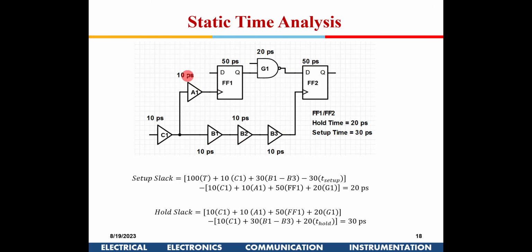Suppose here only the nominal values have been given, max and min values are not being given. So for the setup slack, first I take the clock path, right. So here, have I written 100 as the clock speed? No, right.